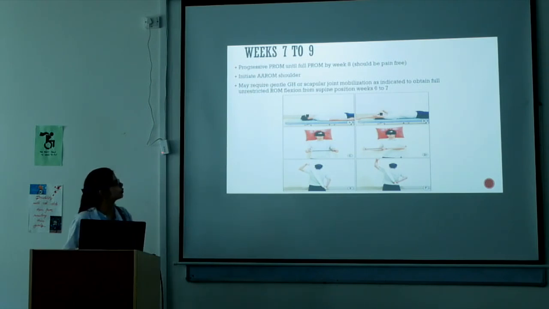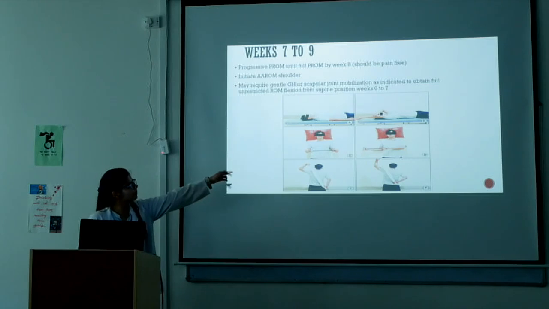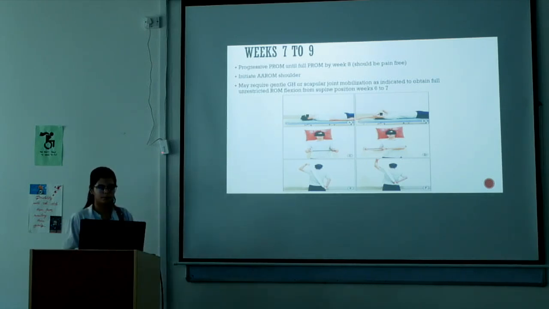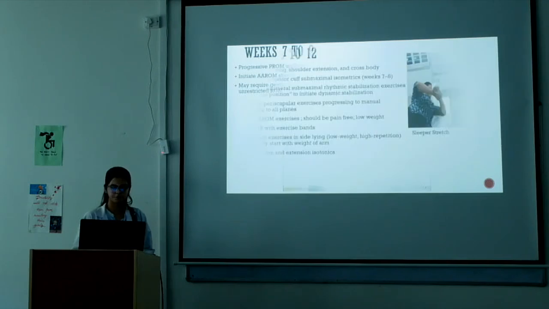Initiate active assisted shoulder exercises with the support of your arm. In the second diagram, it is with the use of the cane. In the third, with the towel. And we incorporate gentle glenohumeral or scapular joint mobilization as indicated.